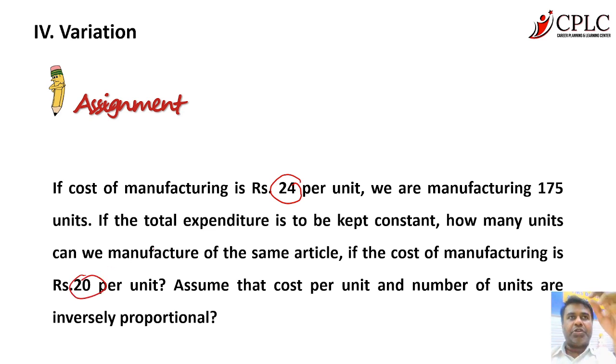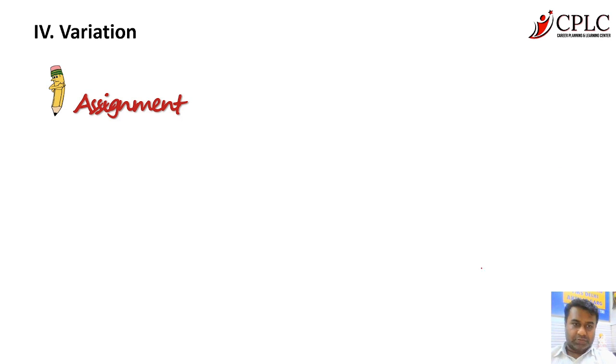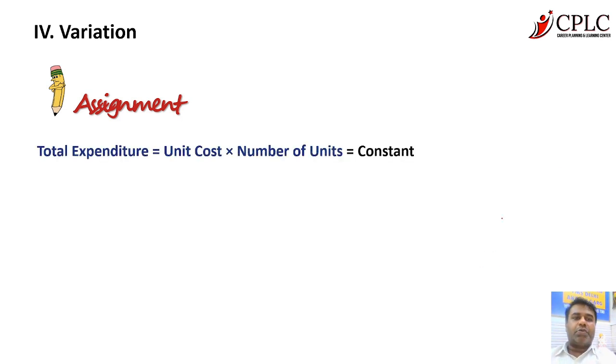Now if we are reducing the cost and if the expenditure is constant, then the quantity will obviously increase. ठीक है, price कम होगा तो quantity बढ़ जाएगा. Assume that cost per unit and the number of units are inversely proportional. Fair enough. Now the total expenditure is unit cost into number of units, and this expenditure is given as constant.